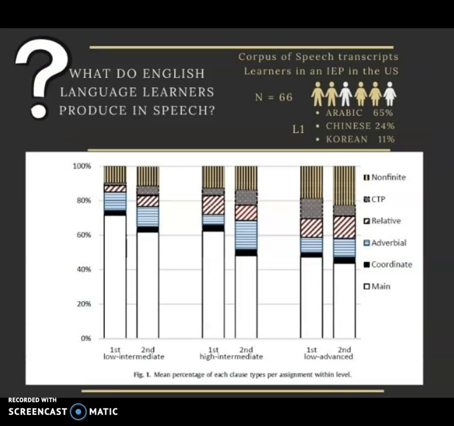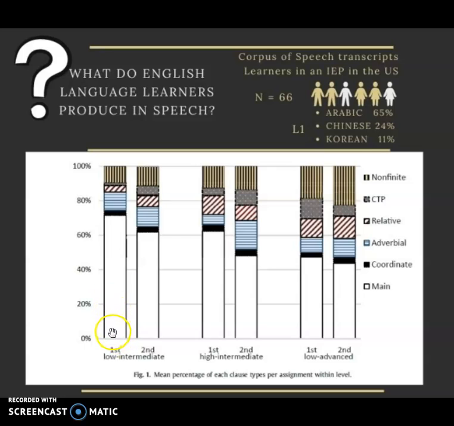Here's a figure from the article of the percentage of each clause type per assignment within the 3 proficiency levels in that intensive English program. There were 2 speeches given at the low intermediate level, 2 speeches given at the high intermediate level, and 2 speeches given at the low advanced level. The low advanced level are students who are about to matriculate into regular college classes in an English-speaking context. And this graph shows the mean percentage of each clause type per speech.